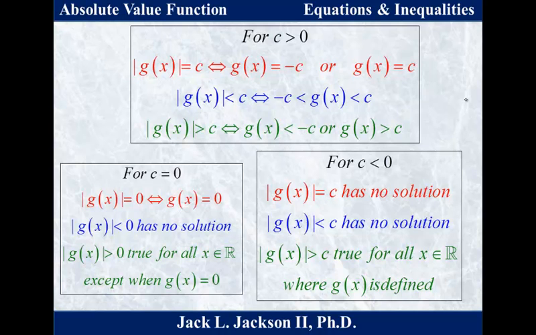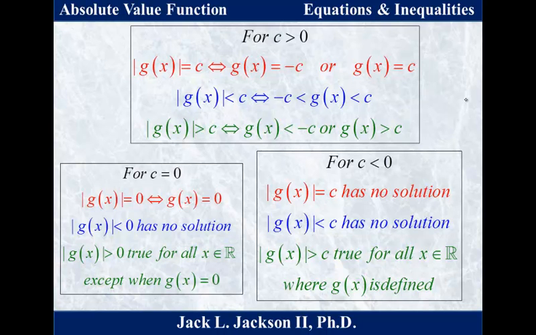Now, what if we have a 0 or a negative constant there? Then things change a little bit. If c is 0, in other words, we have absolute value of g of x equals 0, there's really only one way that can happen, and that is for g of x to be equal to 0, however many times that happens, because the opposite of 0 is still 0, so there's no plus or minus. If we say the absolute value of g of x is less than 0, that's never possible, because once we take the absolute value, it becomes positive or 0, but never negative. So that one has no solution.